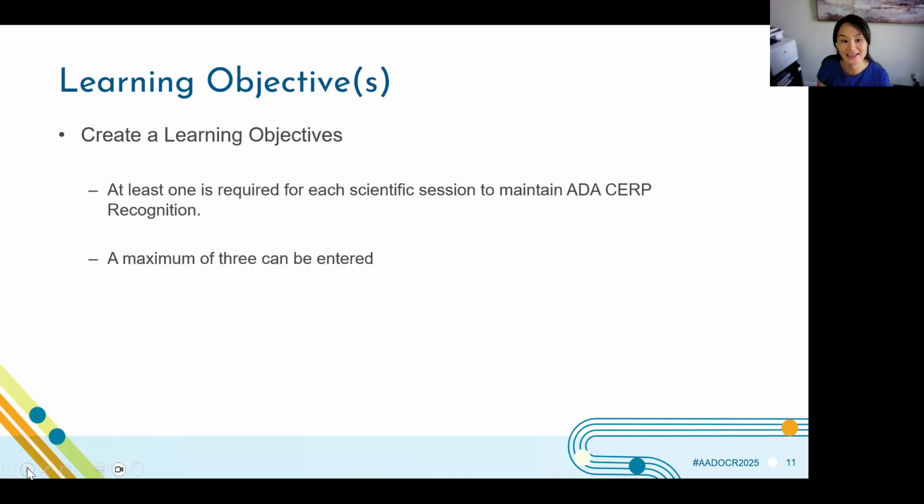The other thing is about learning objectives. This is to be consistent with each scientific session. We need to maintain the ADA CERP recognition, because people are able to obtain CE credits. So for this, we do need to create learning objectives, at least 1 and a maximum of 3.